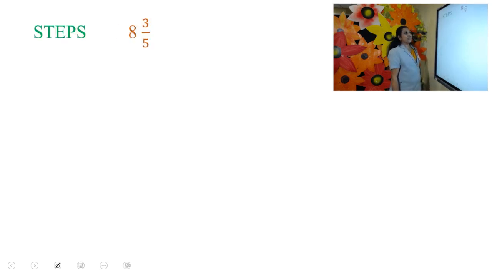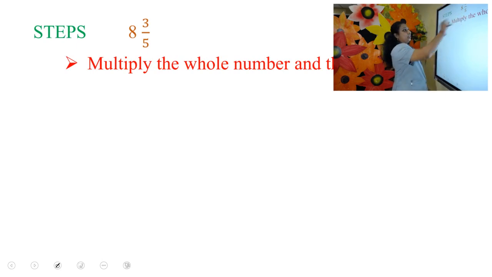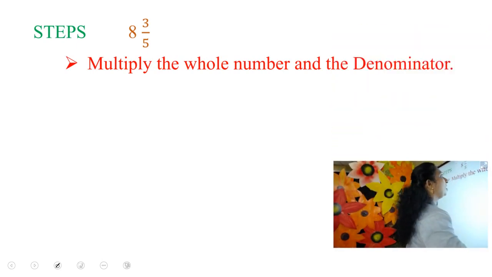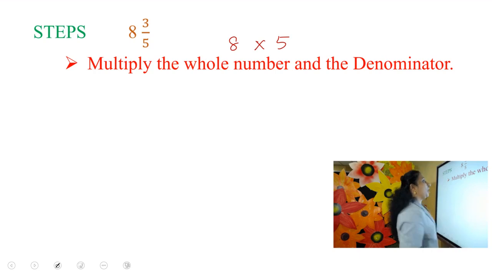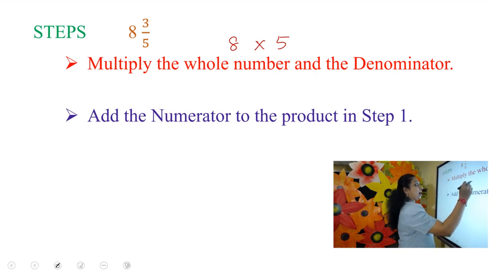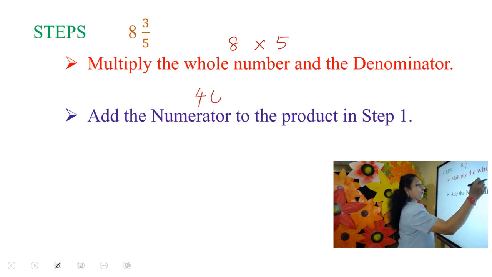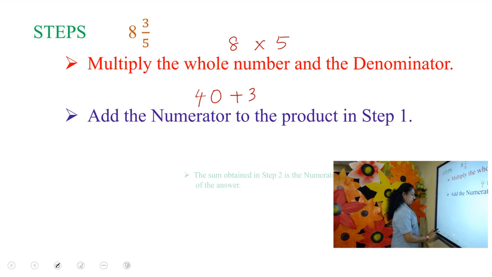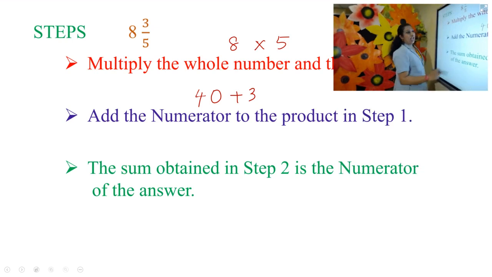Understood? Again, we'll discuss the steps. 8 and 3 by 5. According to our steps, what will we do? First, find the product of whole number and the denominator. That is 8 into 5. That you have to multiply. Then, along with the product, you have to add 3 to that. That is 40 plus 3.